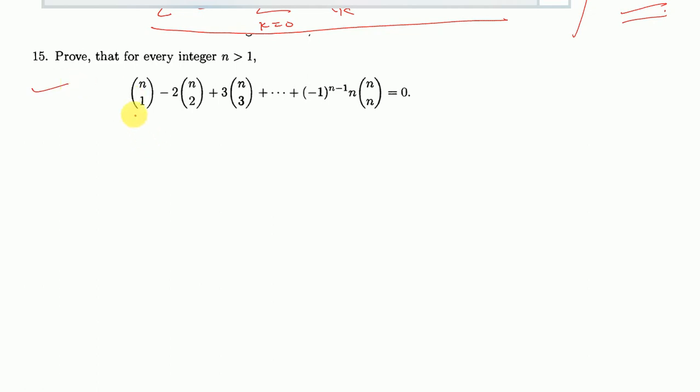It is saying that we need to prove, for every integer n greater than 1, nC1 minus twice nC2 plus nC3, going up to (-1) raised to the power n minus 1 times n nCn, equals 0. That is what I want. Okay, so how will we prove this?